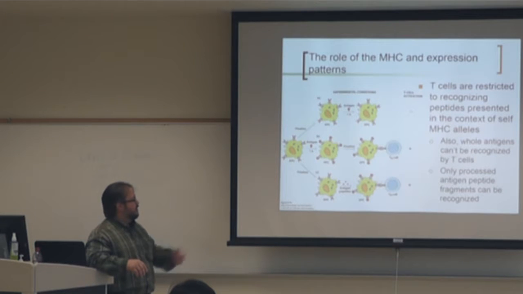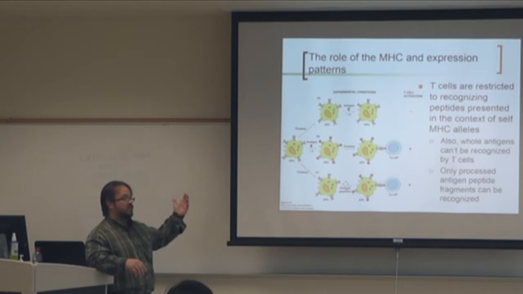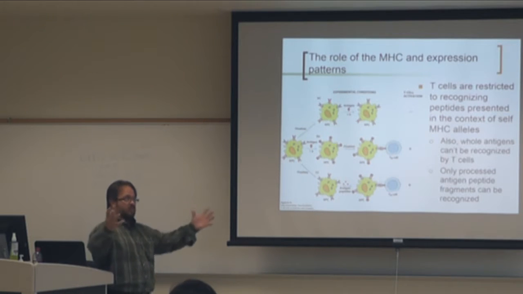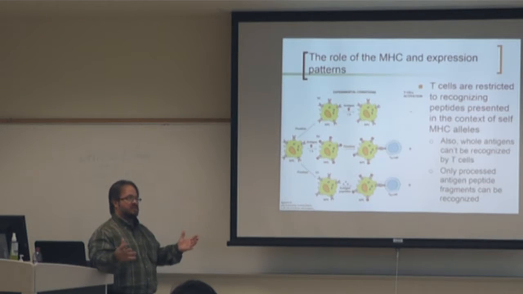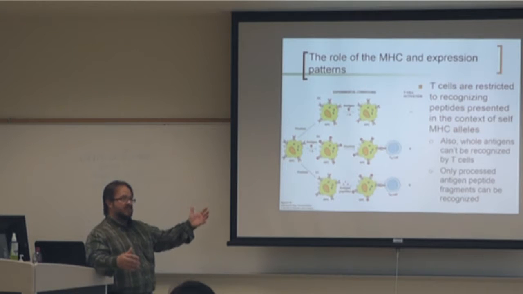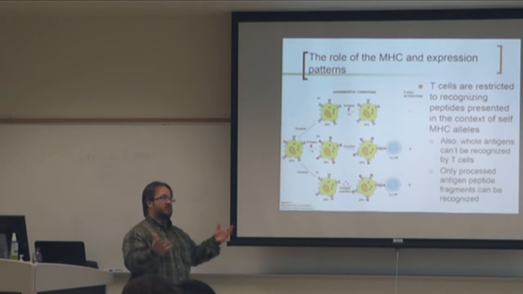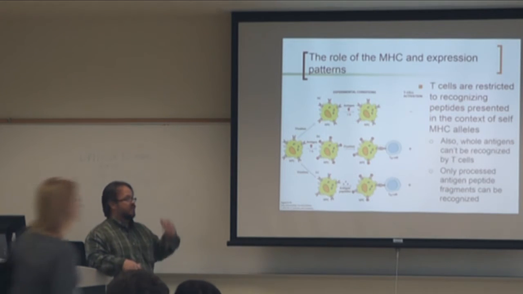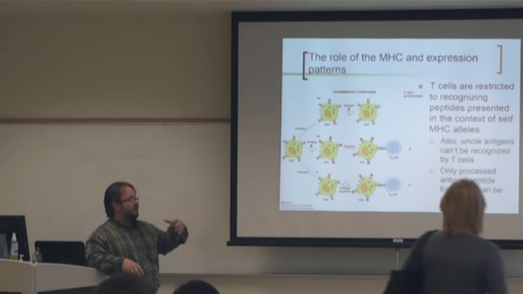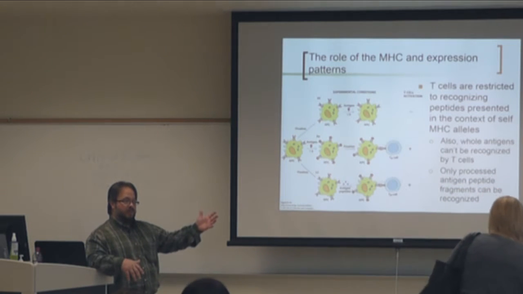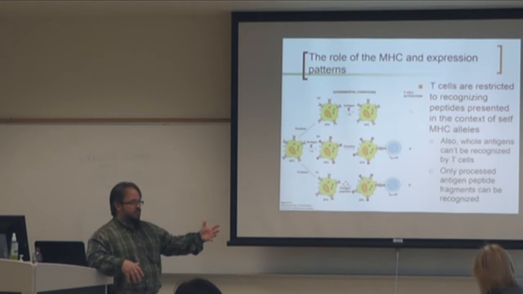B cells can also bring it in. When they bind to antibodies that are bound to antigens, and when antibodies bind to antigens, they're binding to big old whole antigens. They're binding to proteins. They can recognize protein, but then they can trigger opsonization, so that protein's being brought into the cell. That protein can get processed and presented via MHC class 2.